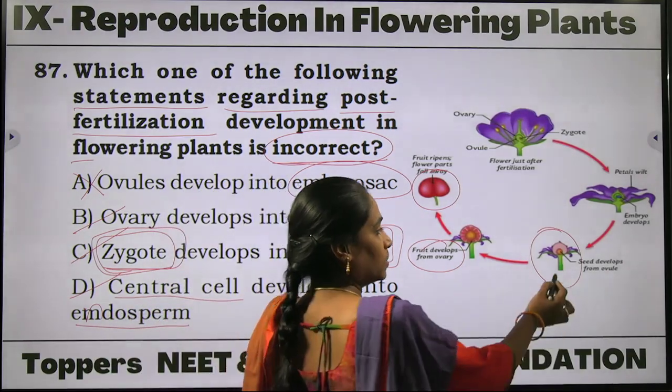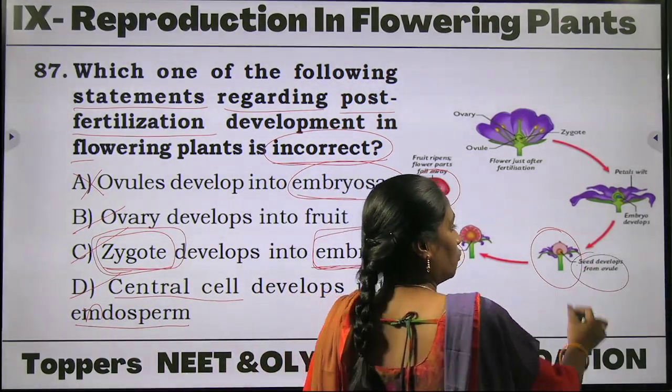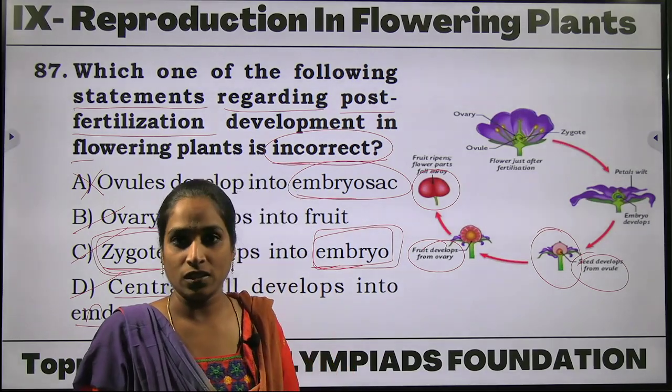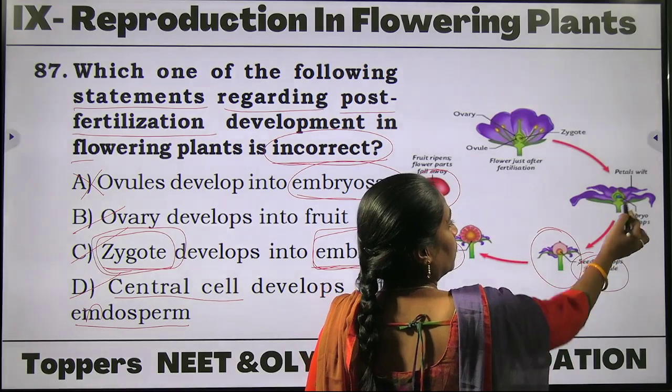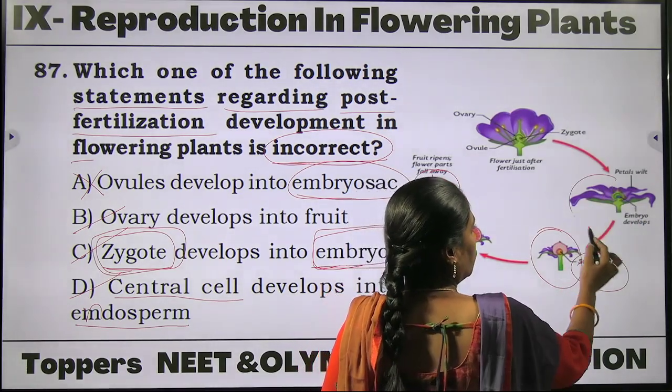Okay, so what are the seeds? Unfertilized ovules will be developing into seeds inside the fruit. And next one is embryo develops. Okay, so what is embryo development?